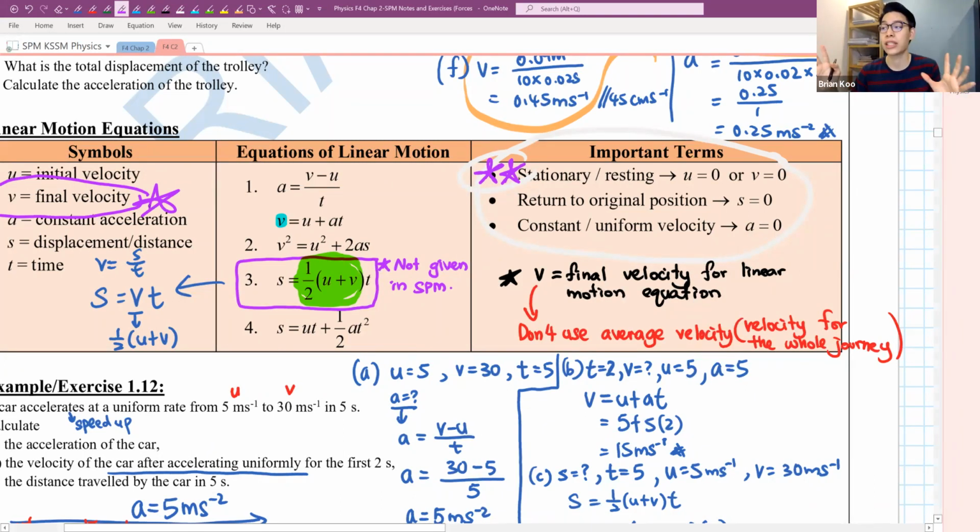Average velocity. If I'm talking about just the start, it's very obvious in the question, don't have to worry about it. I'm talking about just the start, that is initial velocity. I'm talking about just the end part, that is the final velocity. Can everybody?